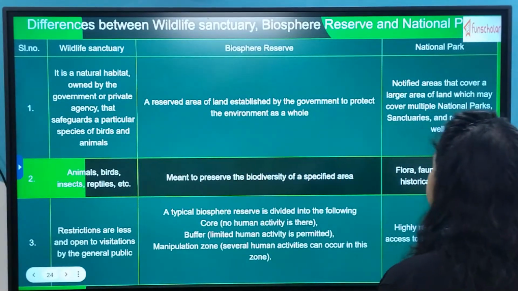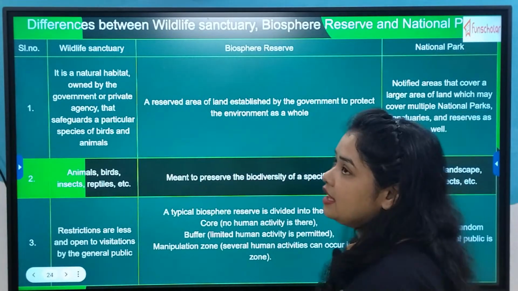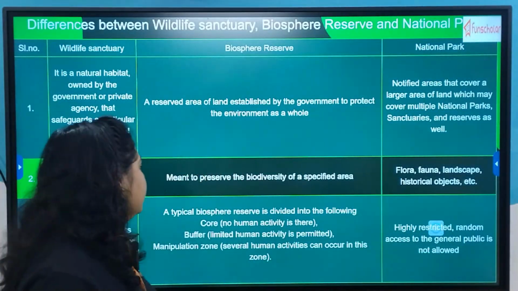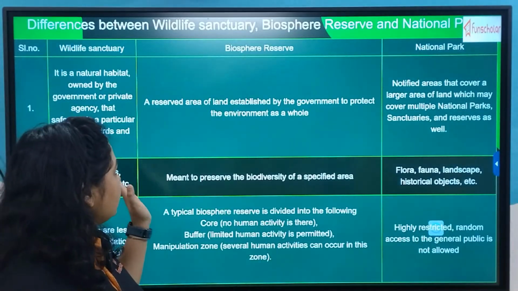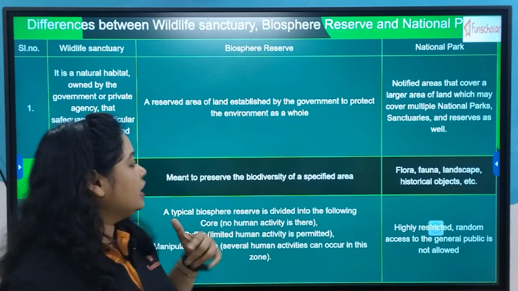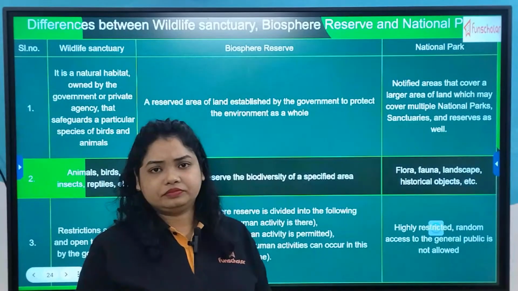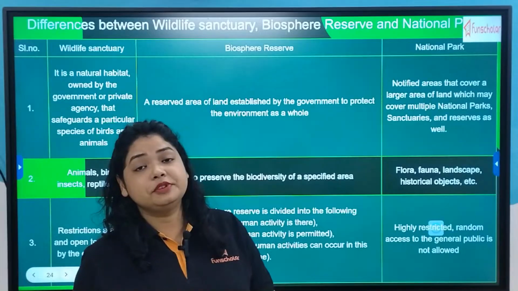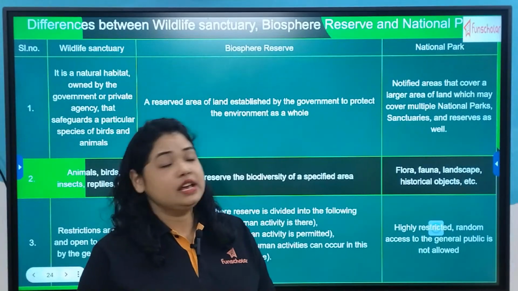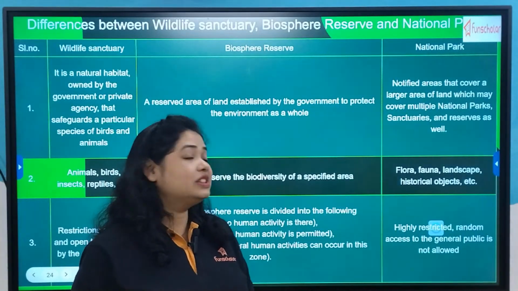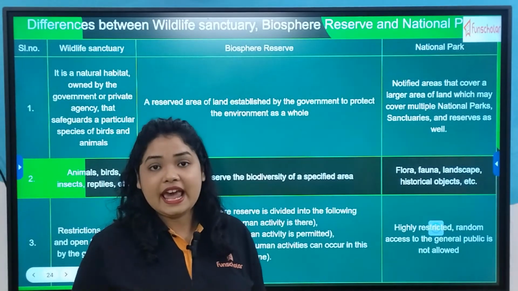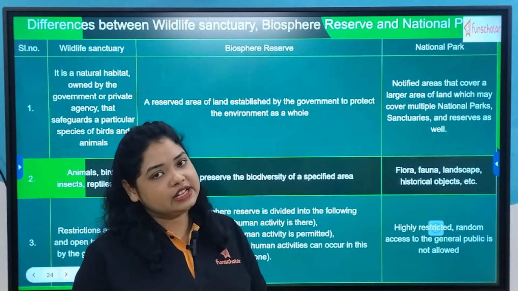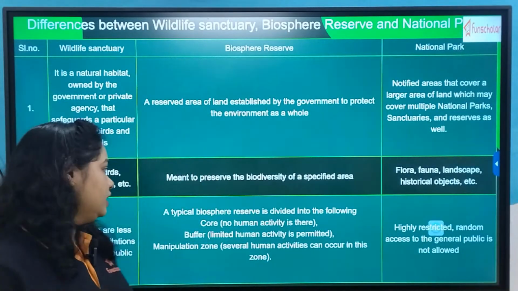Then both biosphere reserves and national parks are properties owned solely by the government, and they are meant to protect. In case of a biosphere reserve, it means to protect the biosphere resources along with the species of animals and plants. And in a national park also, the natural flora and fauna as seen in the natural habitat in the ecosystem is protected or conserved.